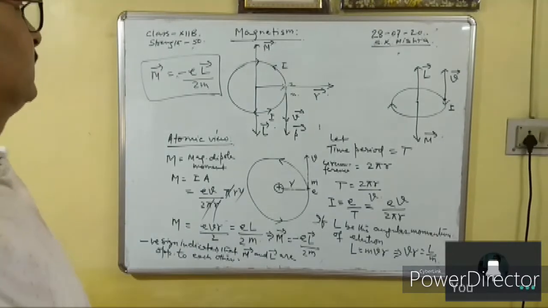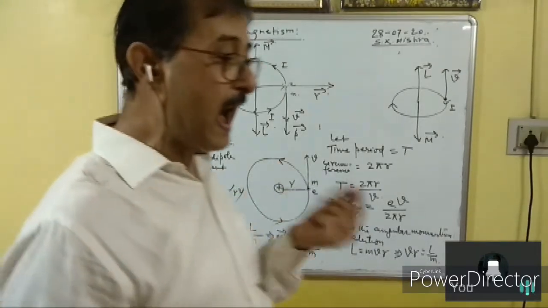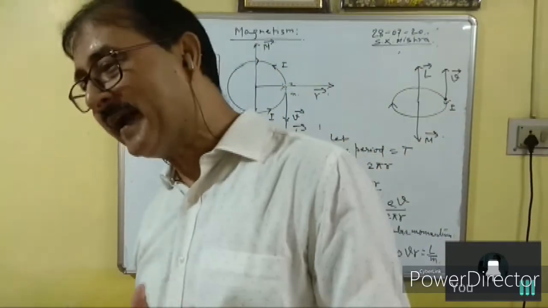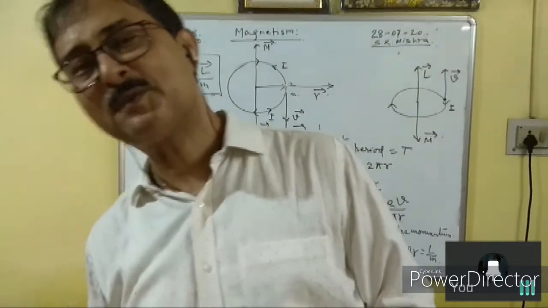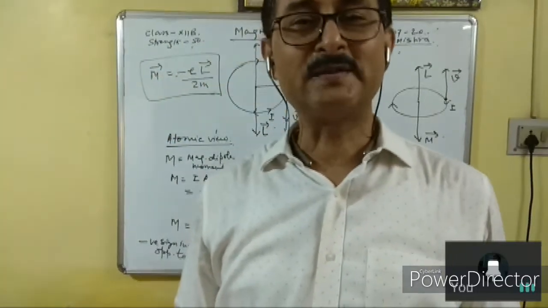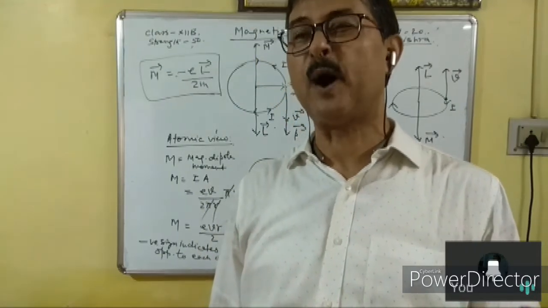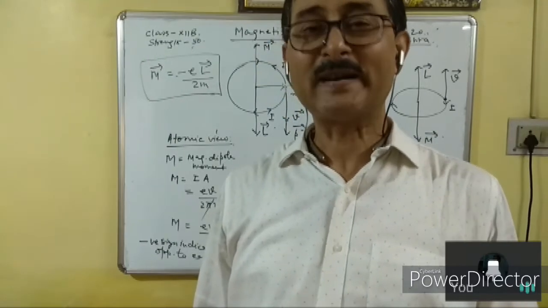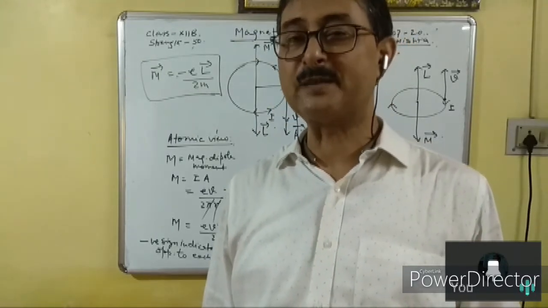Yeah, who can tell me? Who can tell me? Now here the electron is revolving in anti-clockwise direction. But if the electron starts revolving in clockwise direction, then do you also have to put this negative sign, or is there no need to put a negative sign? Yeah.